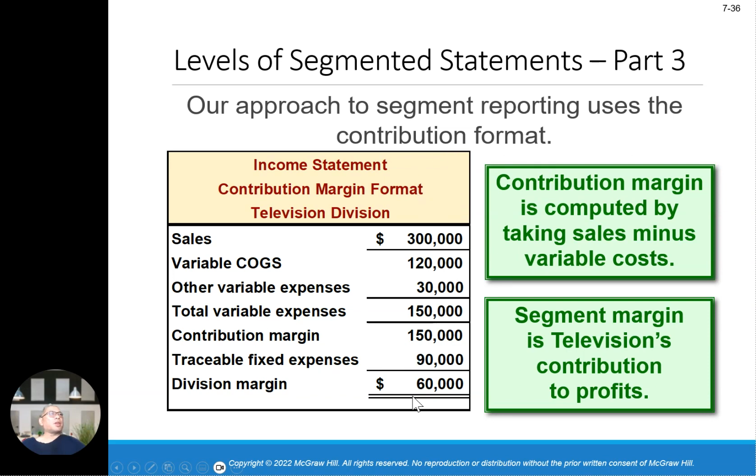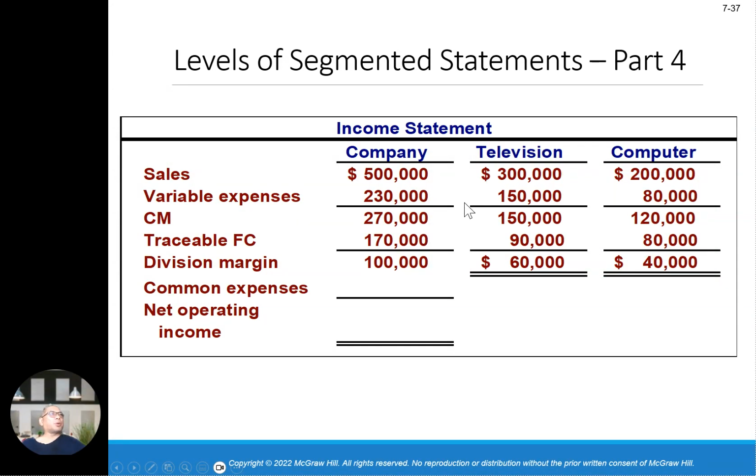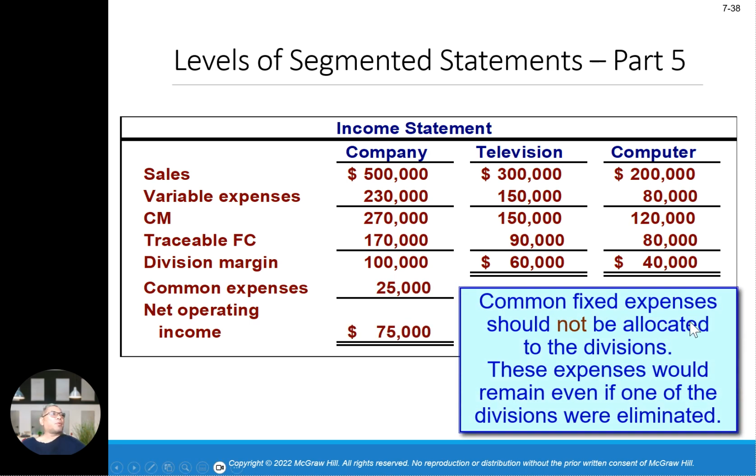In terms of the television division, contribution is computed by taking sales minus variable costs. Segment margin is television contribution less traceable fixed cost. Okay, so look at this logic here. Company, television, computer. In detail, you have division margin 100,000: 60,000 coming from television, computer 40,000. The common fixed expense should not be allocated to the divisions. This expense would remain if one division were eliminated, which is the 25,000 here, common expense. Okay.